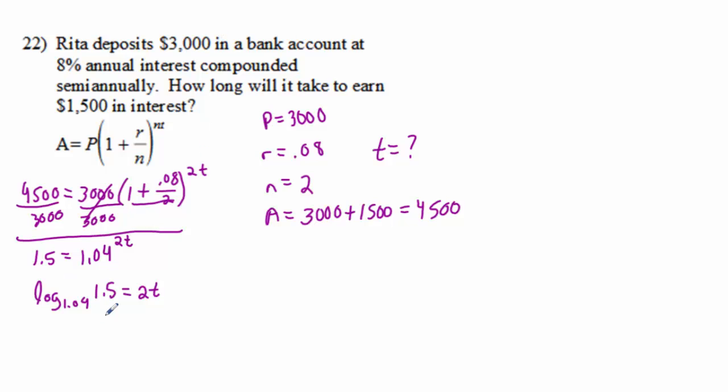So you get 10.338 equals 2t, so I have to divide by 2. 5.2, or 5 years.